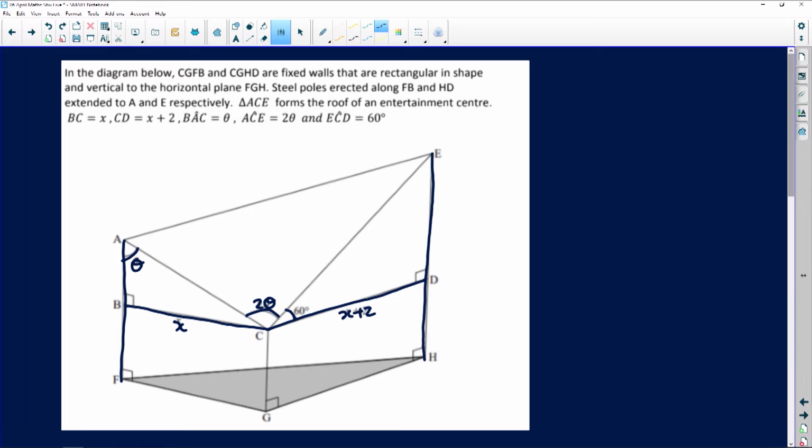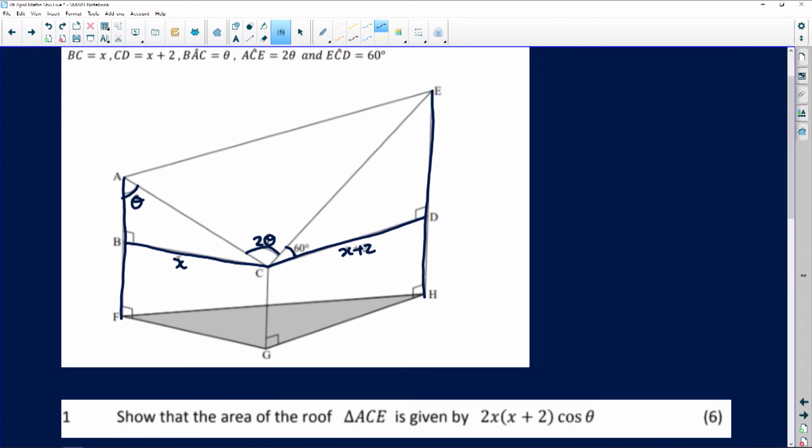So what's the story here? Show that the area of the roof triangle ACE is given by 2x multiplied by (x plus 2) multiplied by the cosine of theta. Now we want you to find the area of the roof.